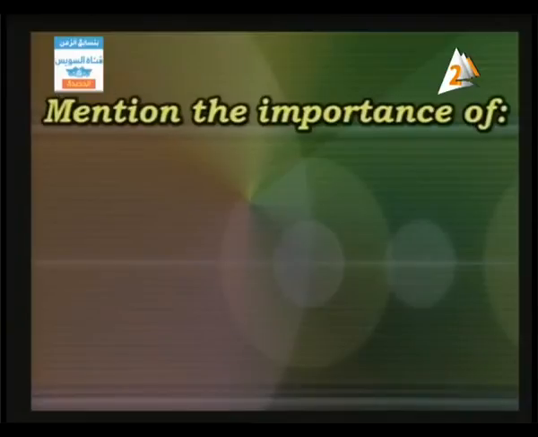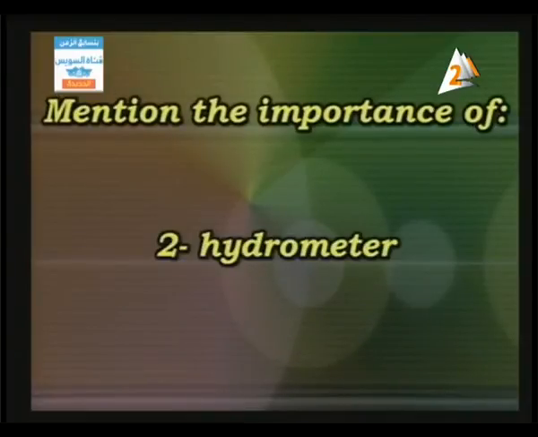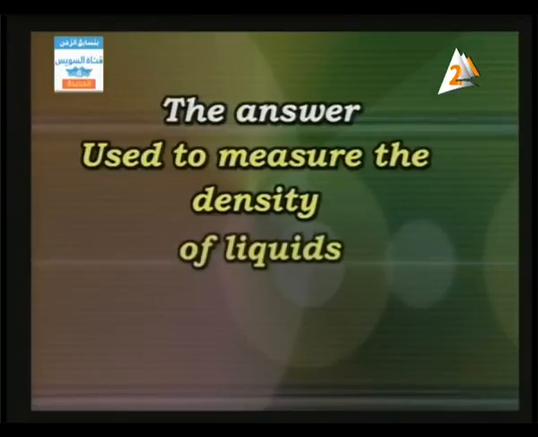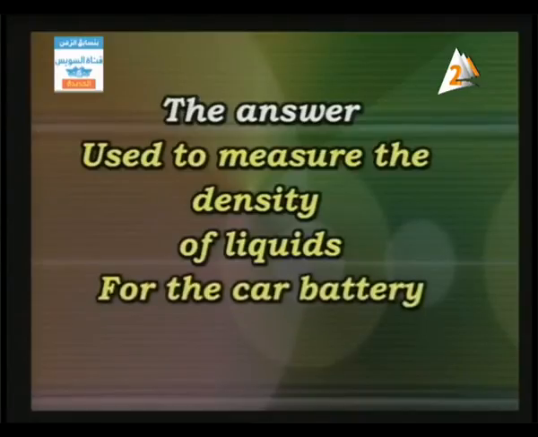Now, on to the other one. We have to mention the importance of number 2, a hydrometer. What's meant by this? It is a device used to measure the density of a liquid. Also for the car battery: the hydrometer measures the density of the liquid in the car battery so it works well. It's great. On to the other question.